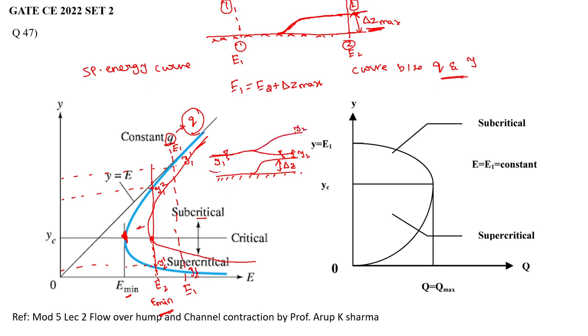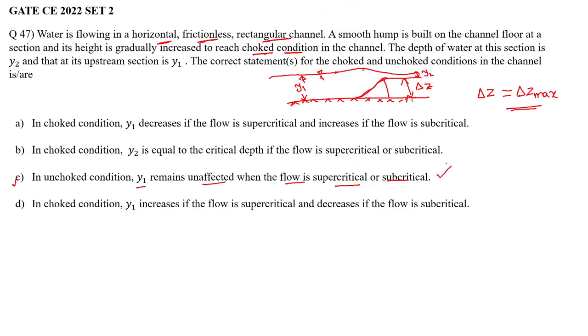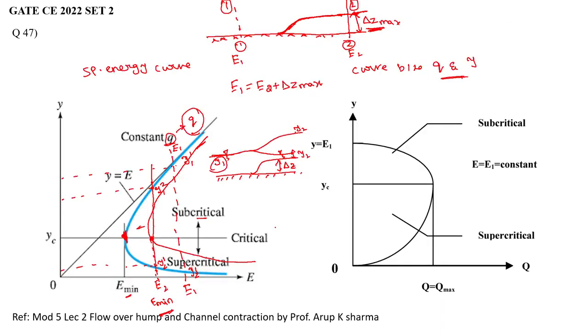So it does not alter the upstream depth. So option C is correct. So in unchoked condition, Y1 remains unaffected when the flow is supercritical or subcritical. Okay. In a choked condition, what happens?